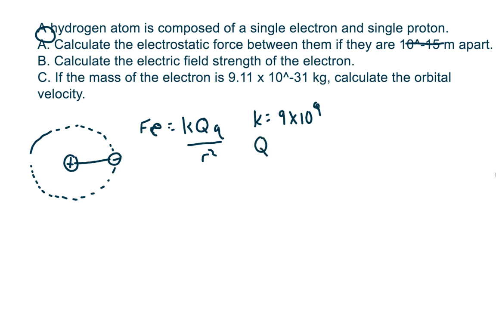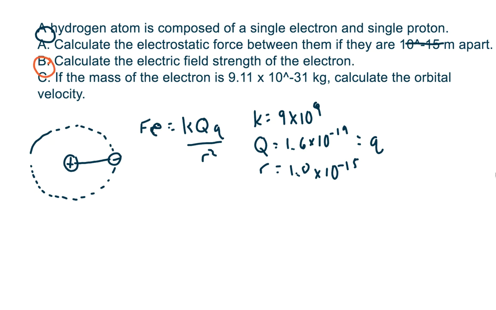The charge of the proton is the elementary charge. It's 1.6 times 10 to the minus 19th coulombs. And that's also equal to the charge of the electron, too. They both would be the same value, except the electron would be negative. And then R would equal 1.0 times 10 to the minus 15th meters. Now that's squared, but basically you just plug these numbers into the equation and you'll get your force.